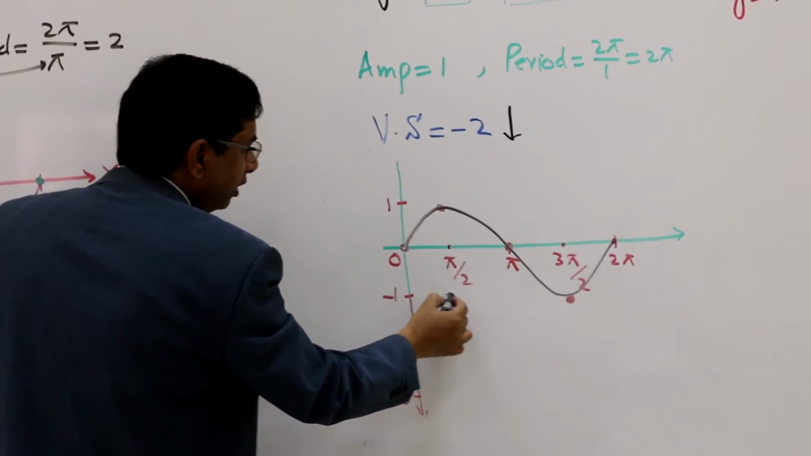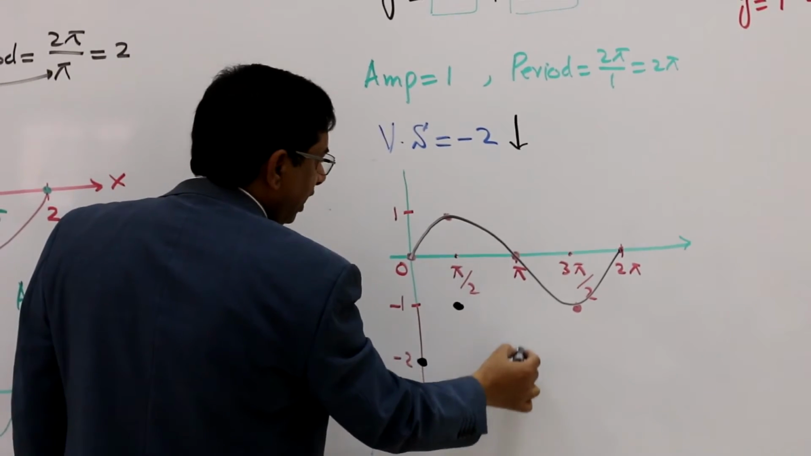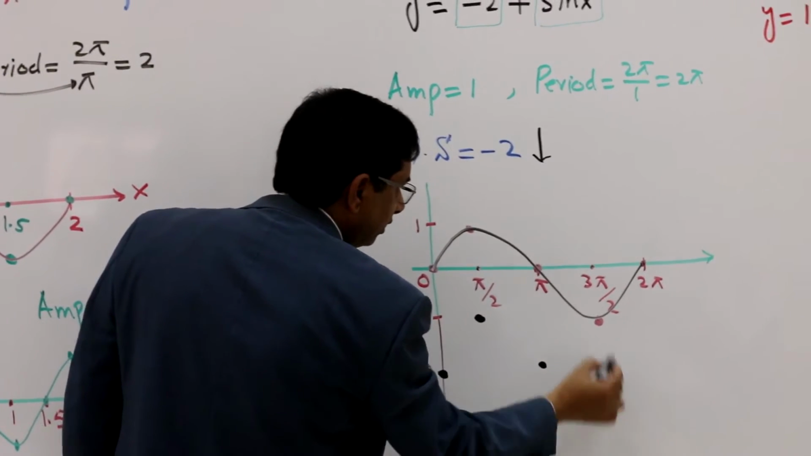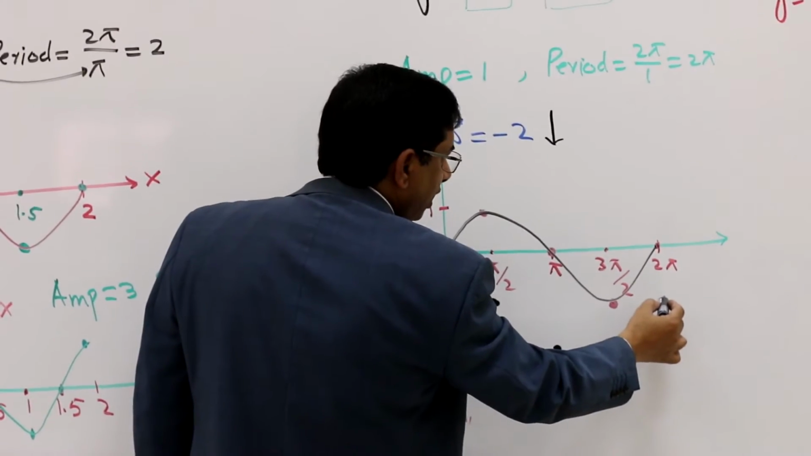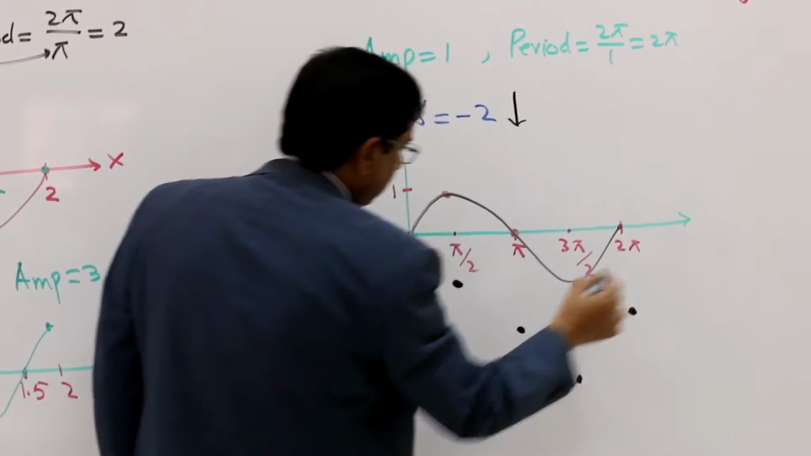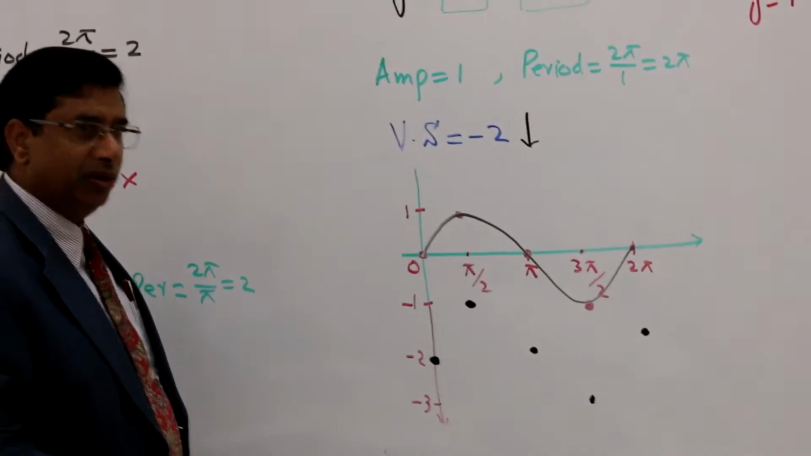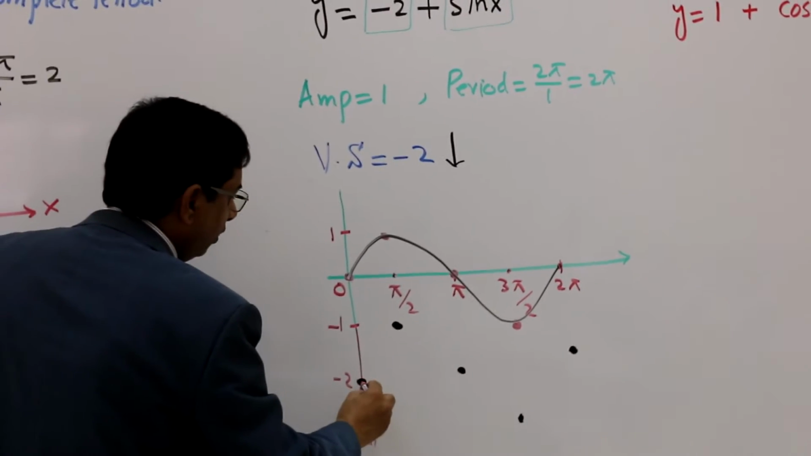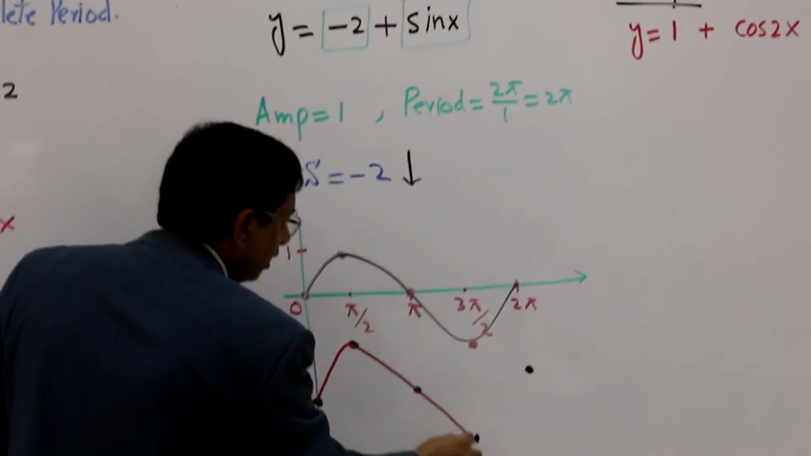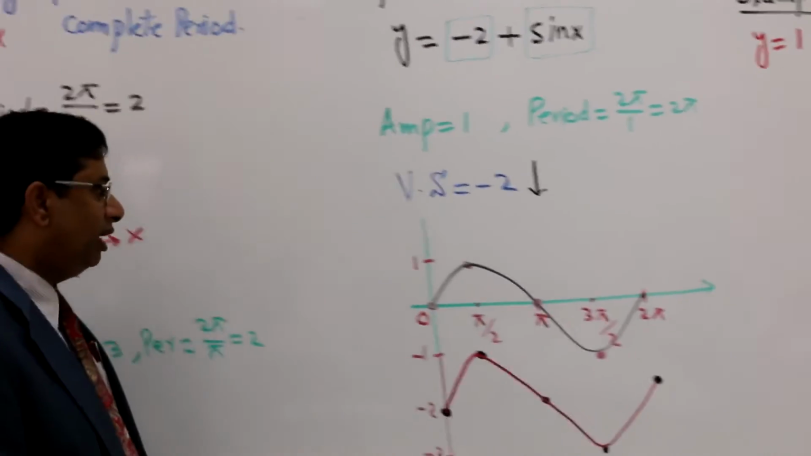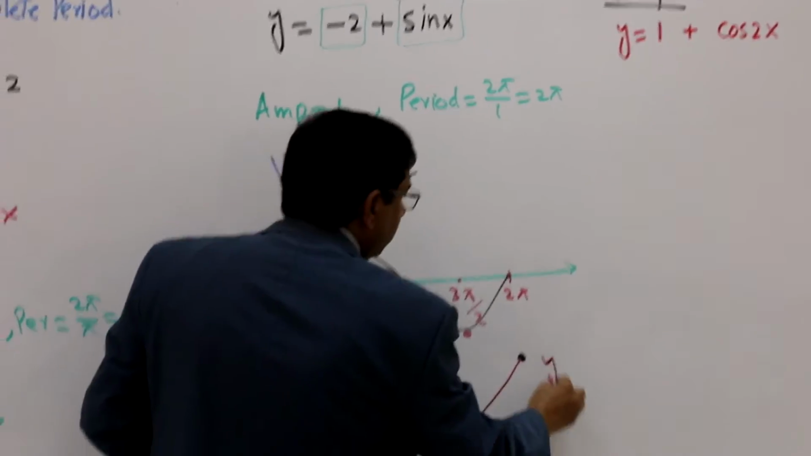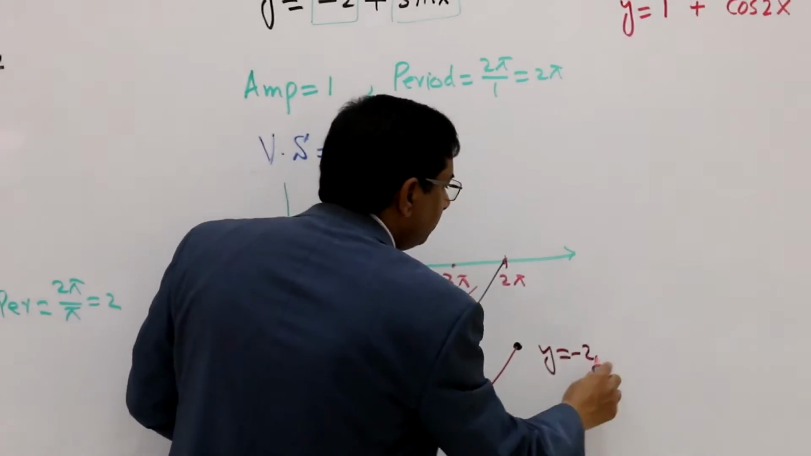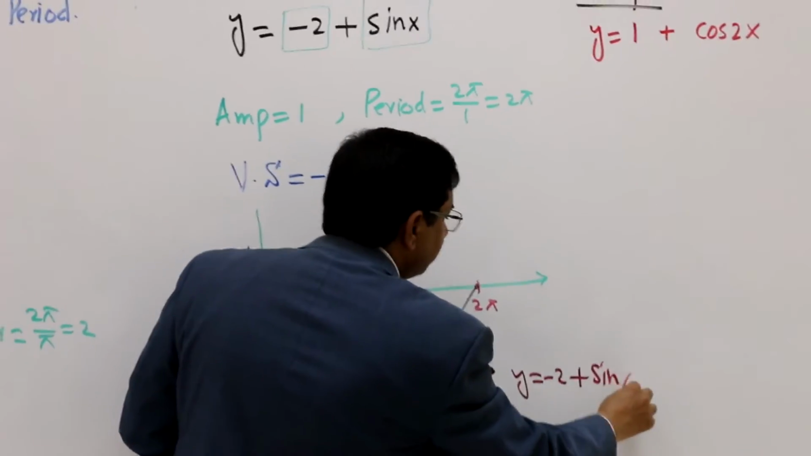1 and 2. 2 points, 1 and 2. 1 and 2. This point will be here. 2 points, 1 and 2. So I am just taking the main points down. Okay? And then we can join all these points. So this is the graph for the given function y equals minus 2 plus sine x.